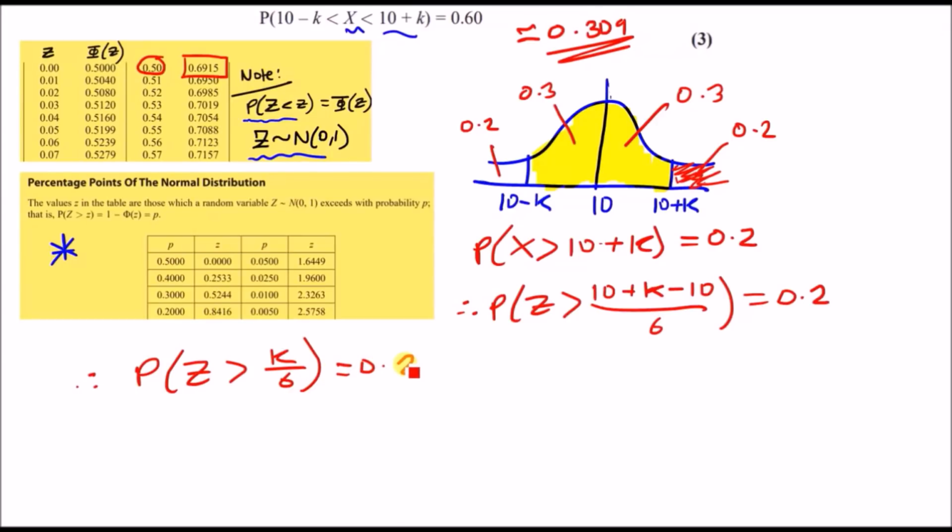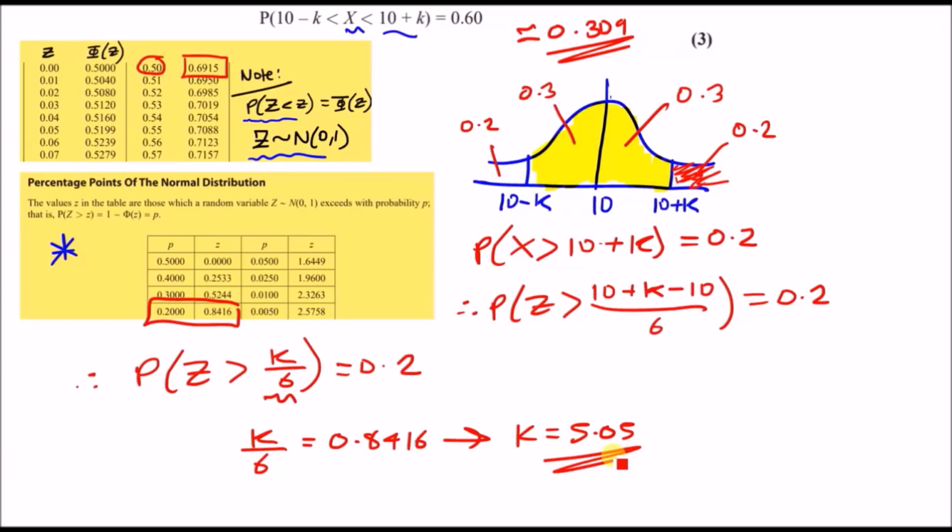Now looking at this table carefully, it says that the values z in the table are those which a random variable, in other words a standard normal, exceeds with probability p. In other words, when probability z is bigger than that form, it equals a p value. Well, our p value is 0.2. And this little z, in other words this k over 6, corresponds to this quantity here. So here's your p, that means your little z must be 0.8416. So therefore, k over 6 must be 0.8416. And now solving that easily, just multiplying 6 across, you're going to get a k value of 5.05. And guys, that's it.